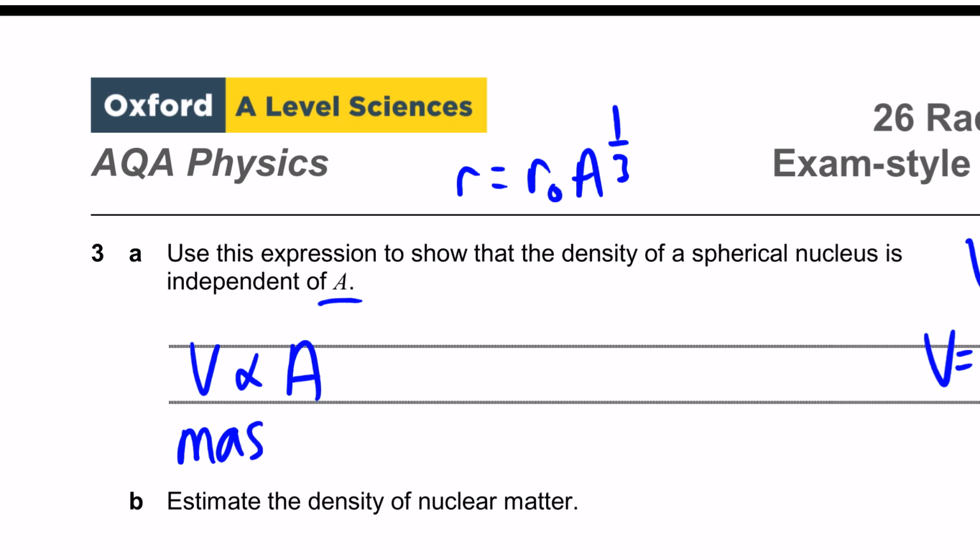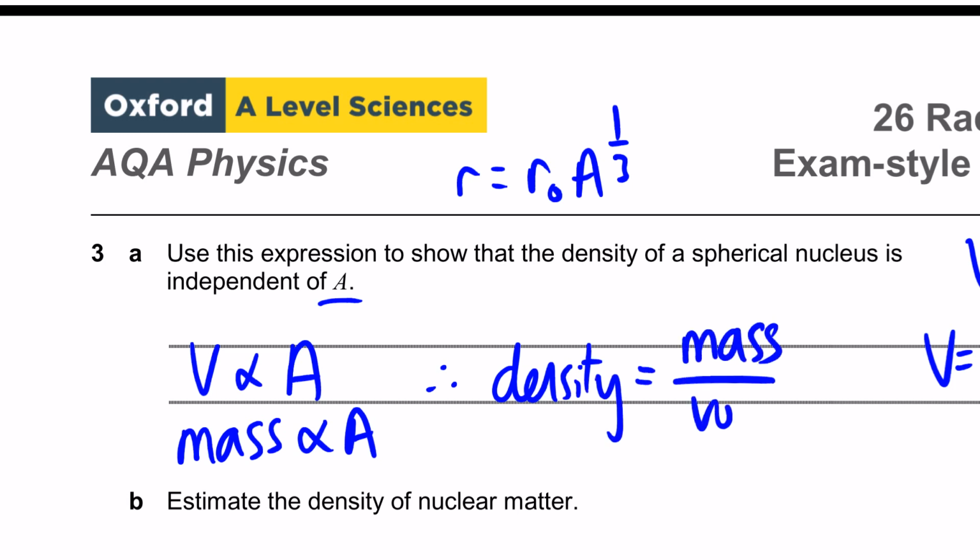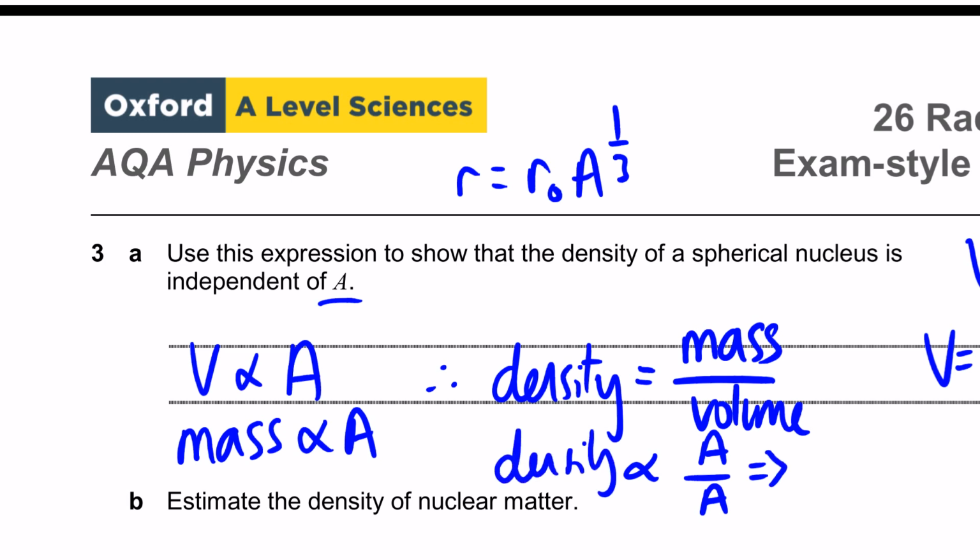Mass is proportional to A. Therefore, density equals mass divided by volume, which is proportional to A over A, effectively independent of A.